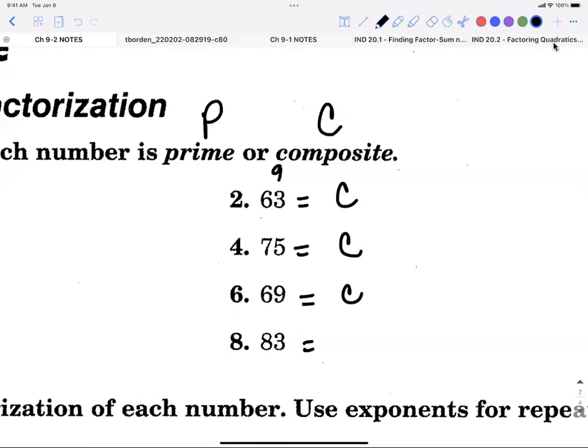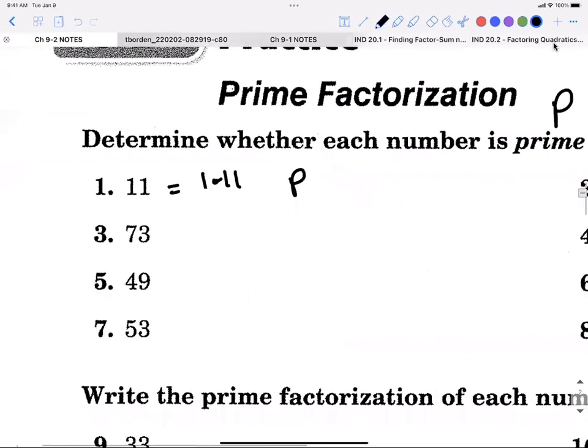So I do have a question for you. Can you go back to like number 1? 11? So would we have to write 1 in that? No, I was just showing you kind of what my thinking was. Okay. Yep.